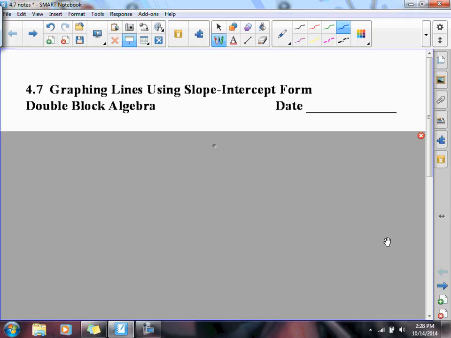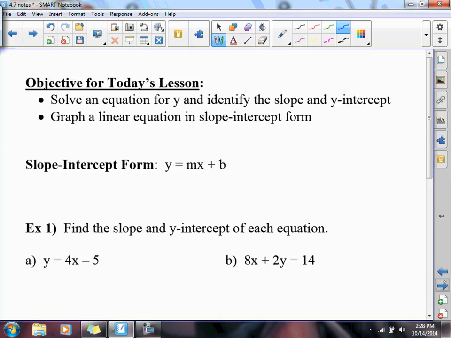These are the notes for section 4.7 entitled Graphing Lines Using Slope-Intercept Form. And today we're going to solve equations for y so that we can identify their slope and their y-intercept. And then we're going to graph those equations using the slope-intercept form.